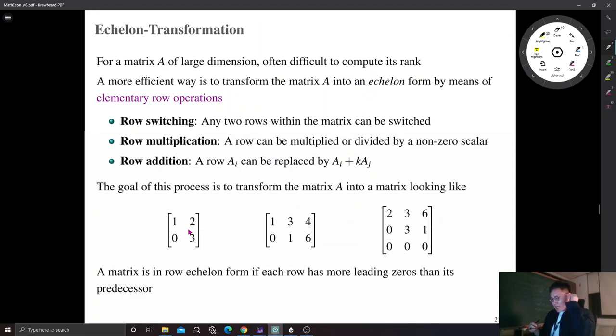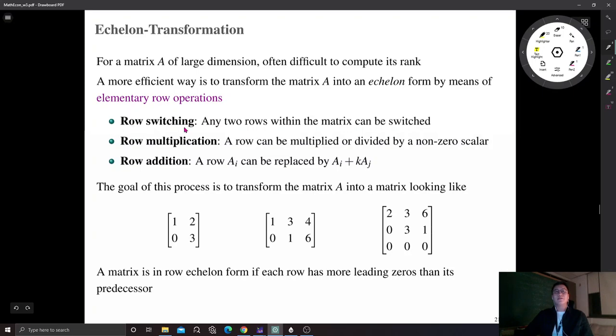In the case of a 2 by 2, 2 by 3, or 3 by 3 matrix, if a matrix has a low dimension, it's not that difficult to determine its rank. But for a matrix of large dimension, it's often difficult to compute its rank. So here is a more efficient way to determine the rank. It is called the echelon transformation. The idea of this transformation is that we transform the given matrix A into an echelon form by means of these three operations.